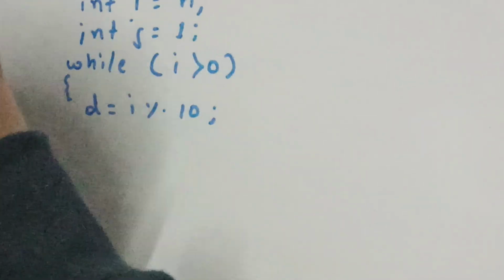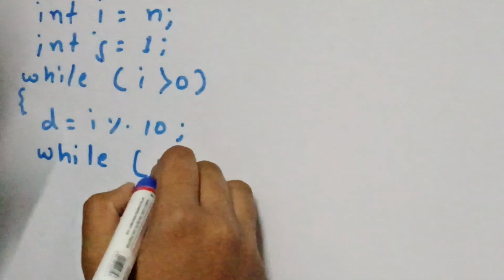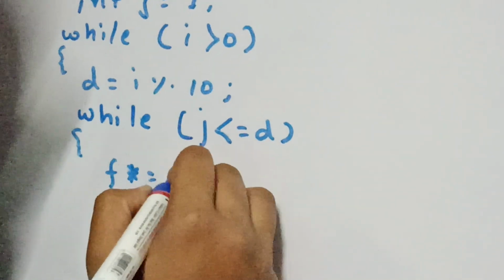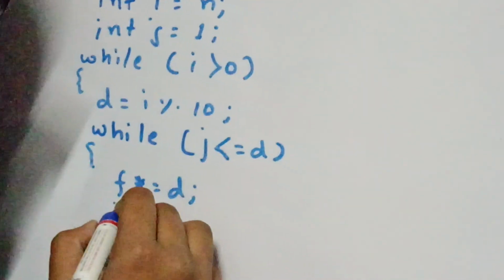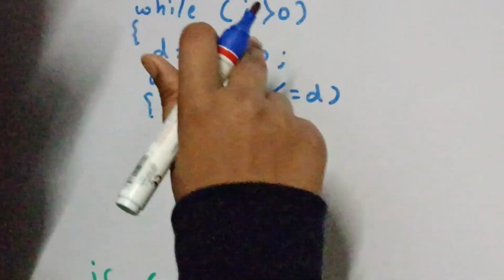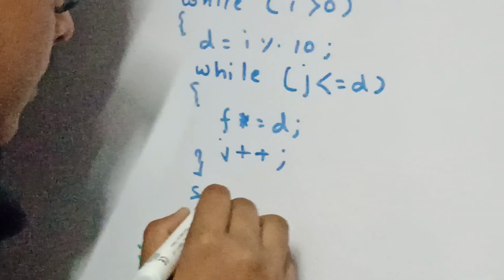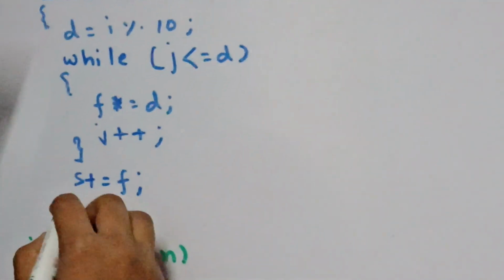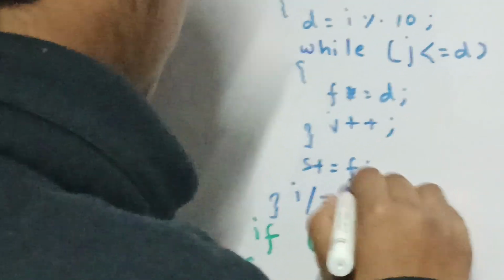Inside this we will start another loop: while j is less than or equal to d. Then we will find the factorial, f *= d. Now we will end this loop, that is j plus plus. Done, ended this loop. Next we perform the calculation for the sum: s += f, and we will end this loop, that is i divided equals 10. And here our loop is completed.